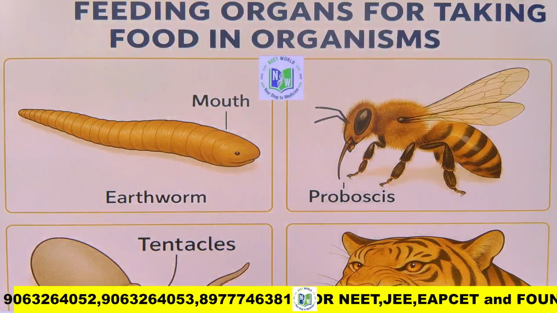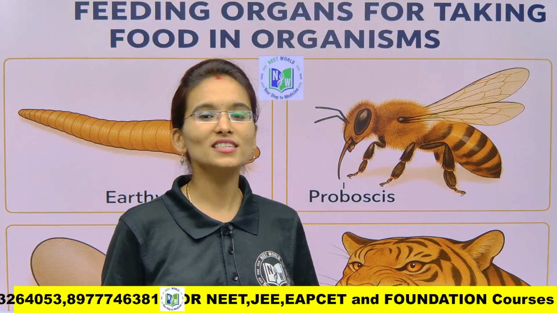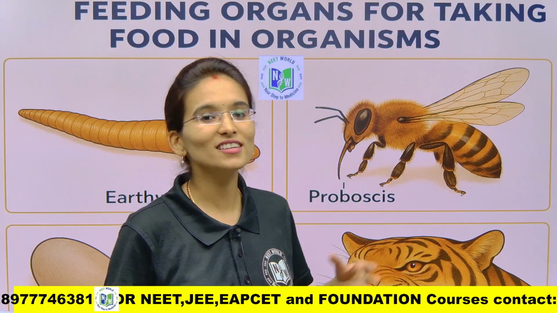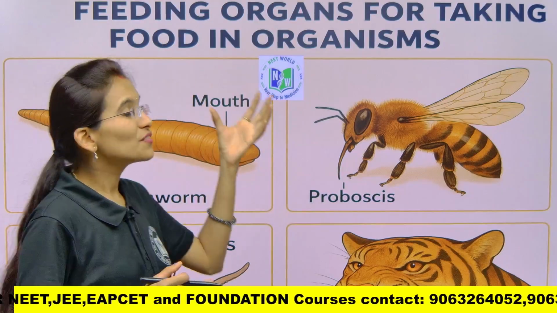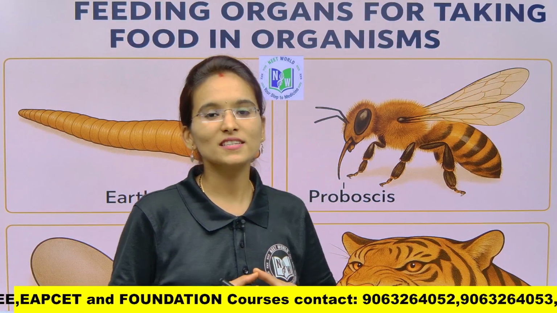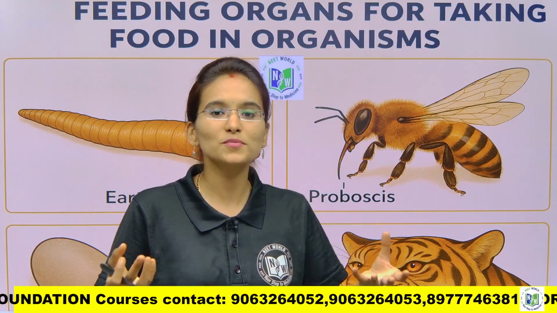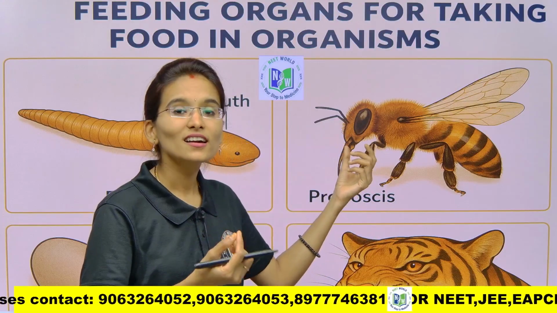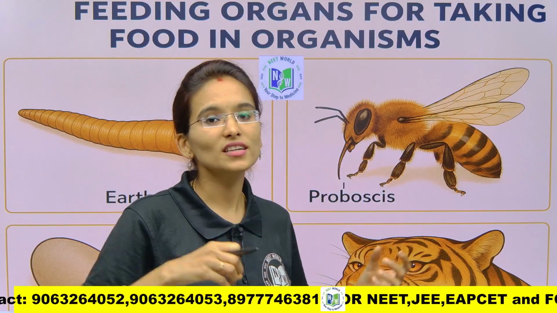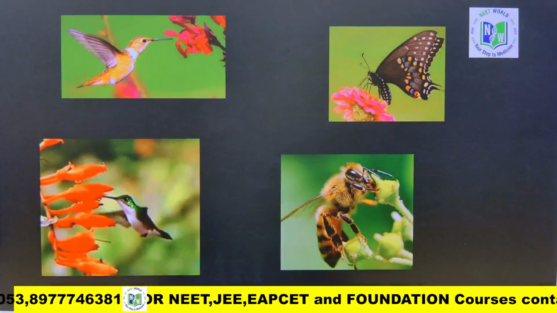So, now coming towards today's particular session, it is very interesting and easy to learn, my dear students. That is, different types of feeding organs present in the organisms. Each and every organism is going to consume different types of food, right. So, each and every organism is going to contain different organs to take the food inside the body. So, now we are going to look at the different feeding organs present in the organisms.